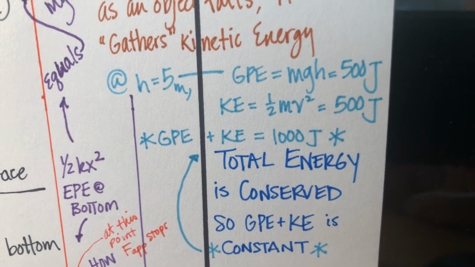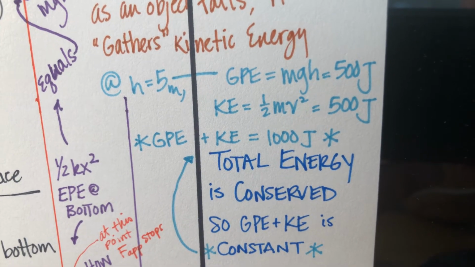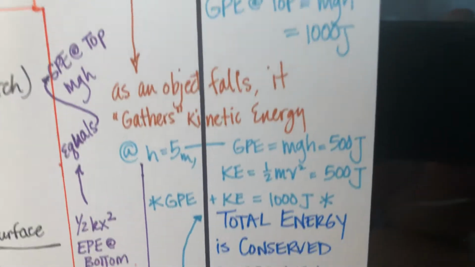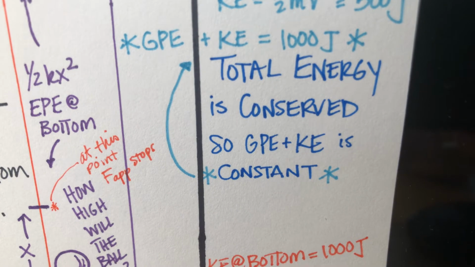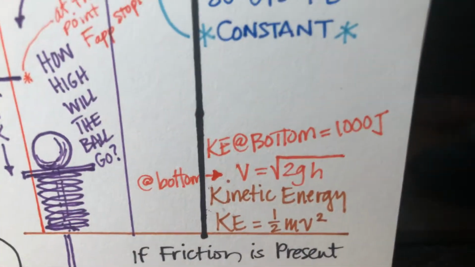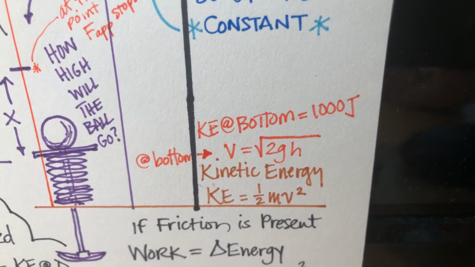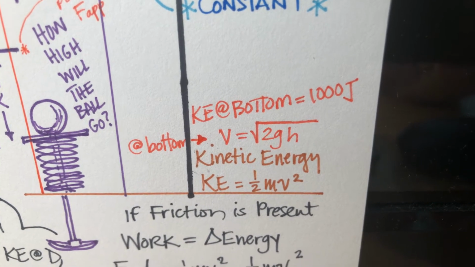So the total energy is conserved. The total energy that it had at the beginning, 1,000, is equal to 1,000 in the middle. Total energy is conserved; GPE plus KE is always constant. And then the KE at the bottom is 1,000 joules, which is equal to 1/2 mv squared.